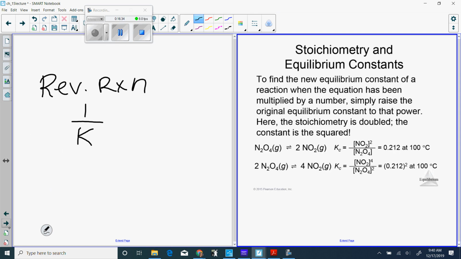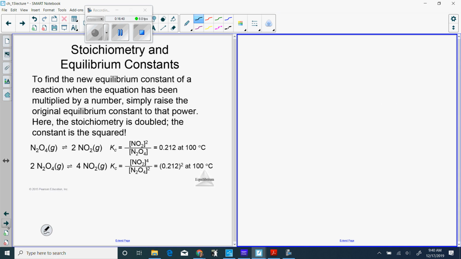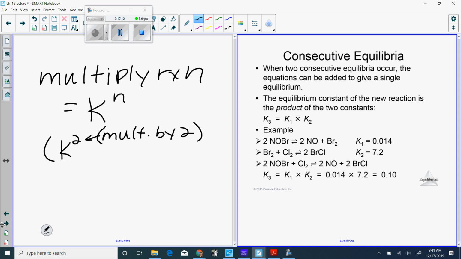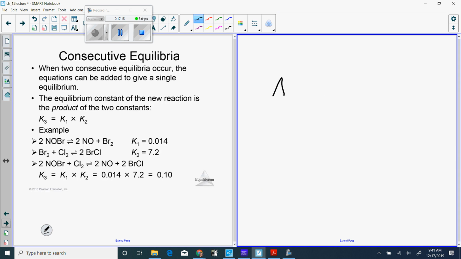If I had to multiply the reaction by something, so you know how sometimes it's like, okay, times 2 to make everything cancel? You have to take the K to that power. So like K squared if I multiplied everything by 2. Instead of just multiplying the enthalpy by 2 like we used to, K's are going to be different. We're going to take it to the power of 2. And you know how we have to add them together? We're going to actually multiply them.